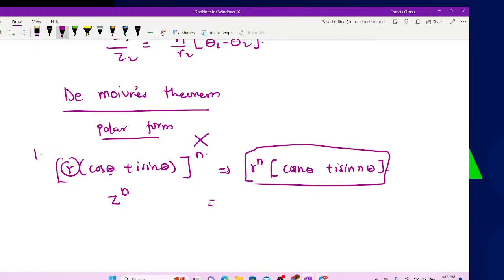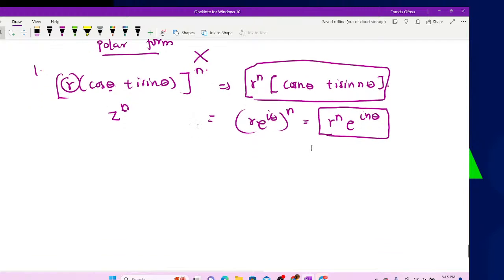In the exponential form, r e to the power i theta, if you want to have any power, let's say n, this is simply done as r to the power n, e to the power i n theta. And this is how we apply De Moivre's theorem in the exponential form.